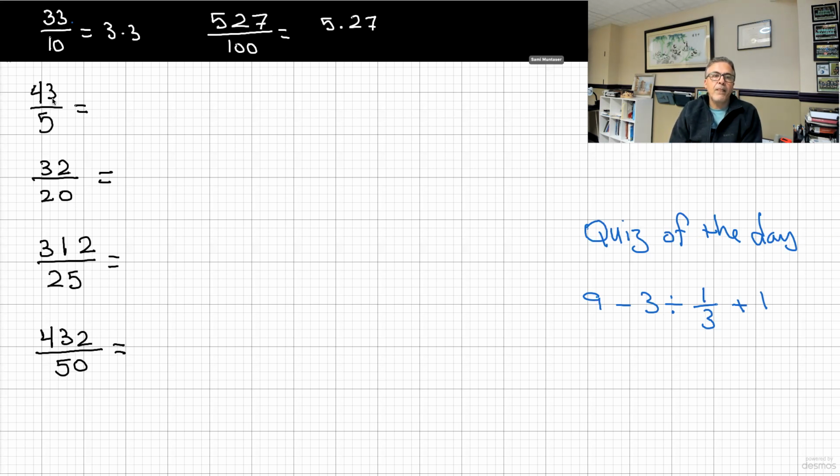So that now brings me to something like this. If I'm dividing by 5, 43 divided by 5, you could go through the long division, but you could get away with something easier. You could multiply the 5 by 2, and whatever you do to the bottom, you do to the top. That will give me 86 over 10, and therefore, according to this rule right here, I could just make this 8.6.